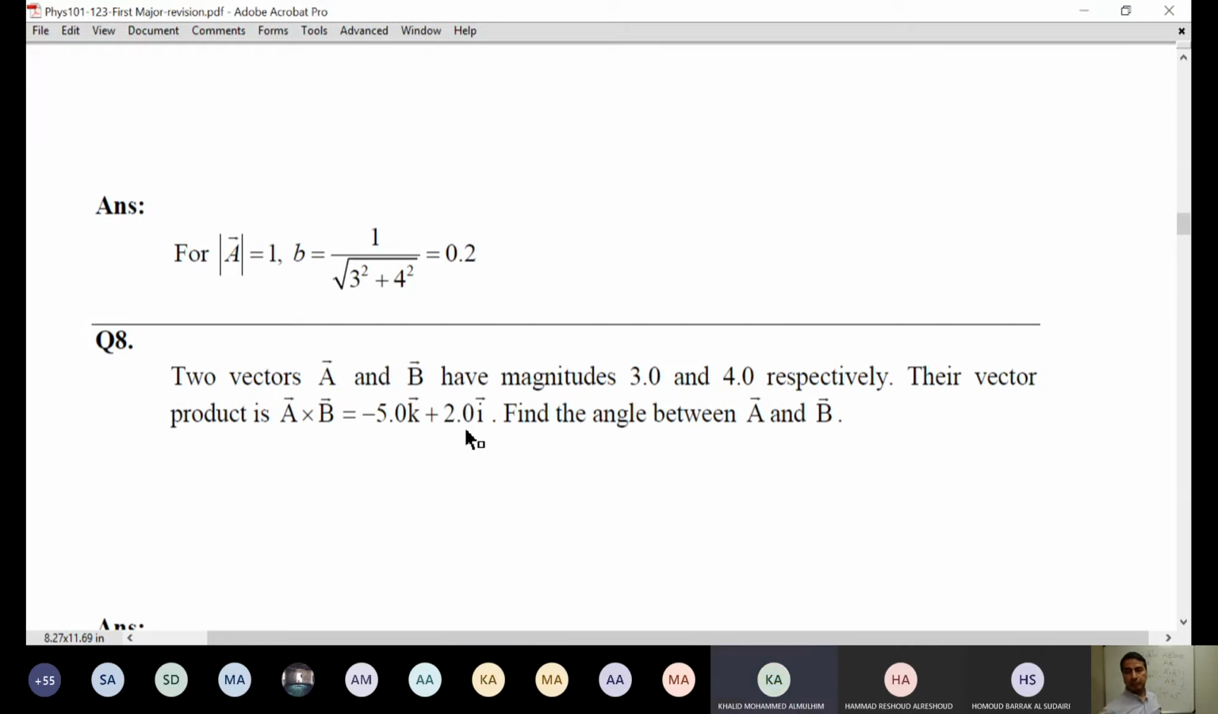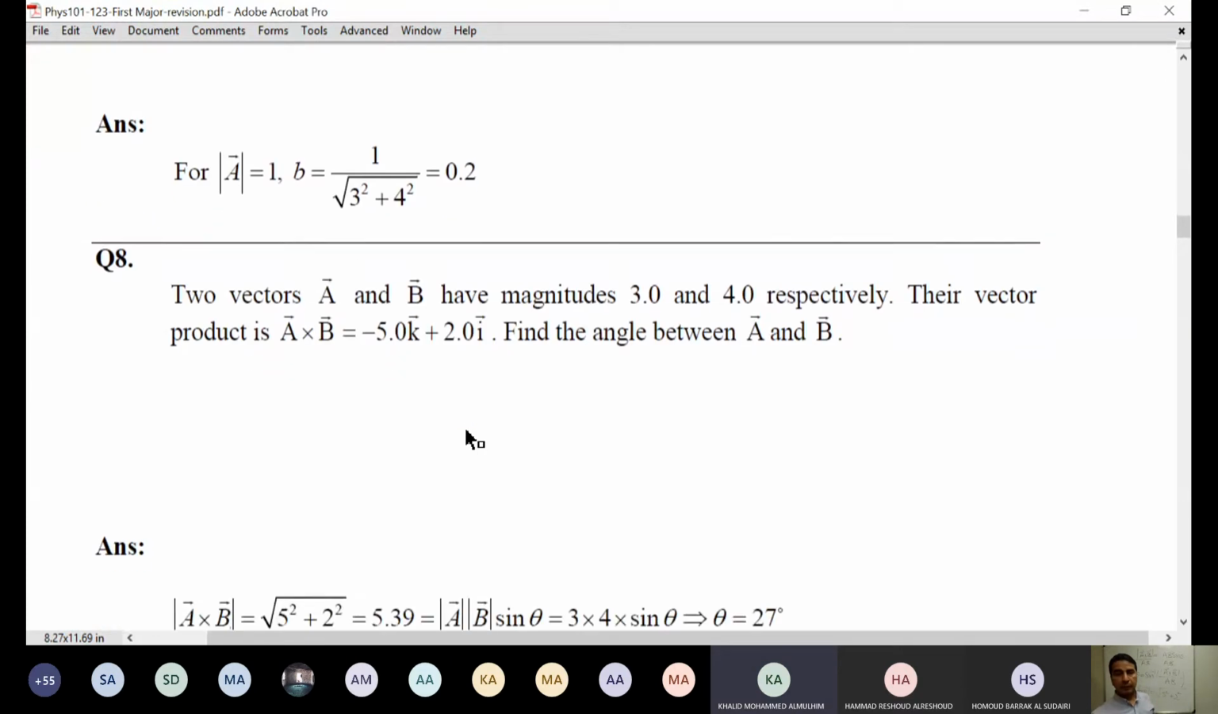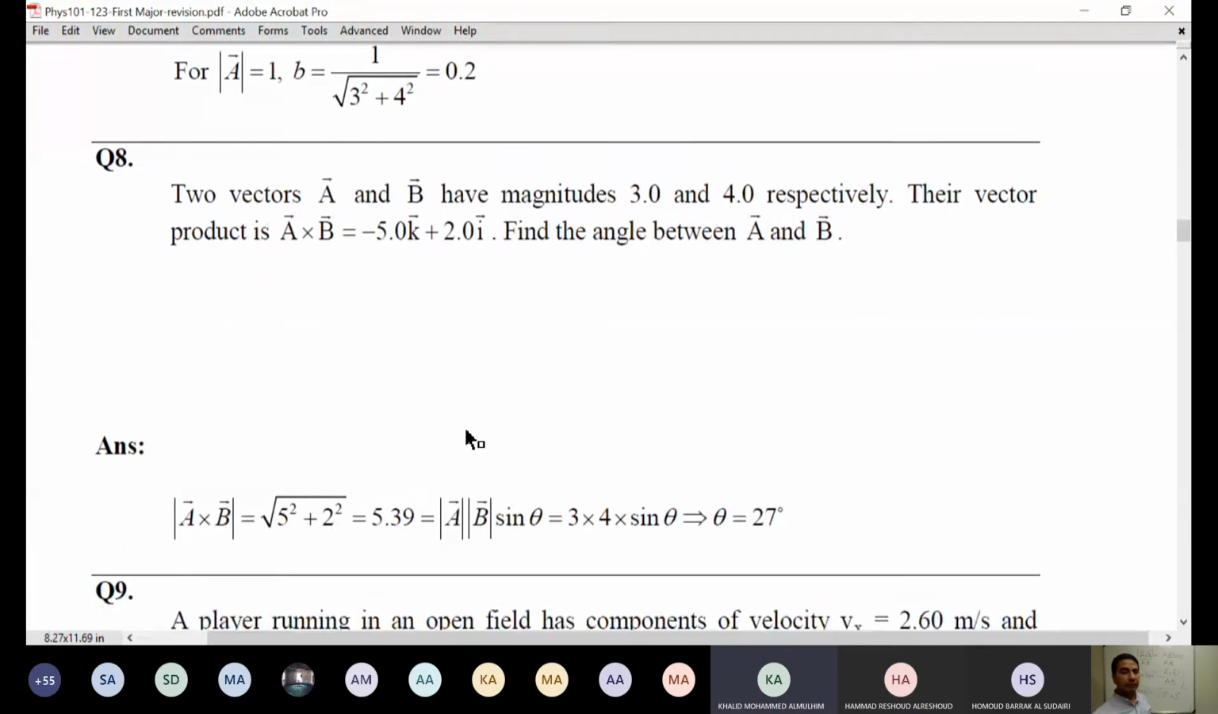Doctor, what is the answer? Is it 90? Is it 27? Yes. Doctor, when I have k squared or i squared or j squared, are they gone? If I have k squared or i squared or j squared, do I eliminate them, or what do I do?